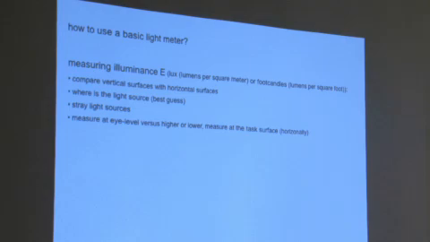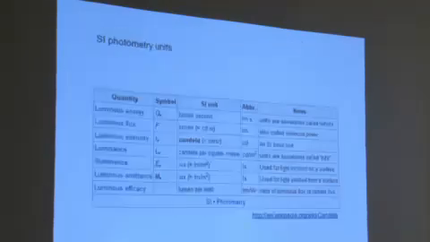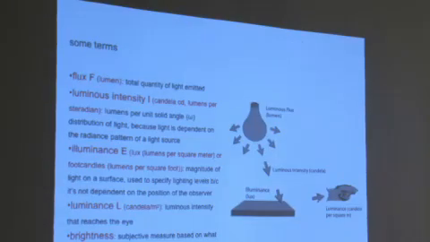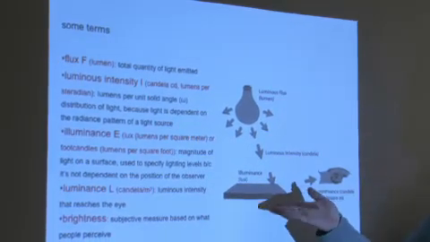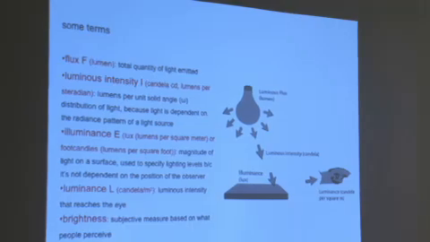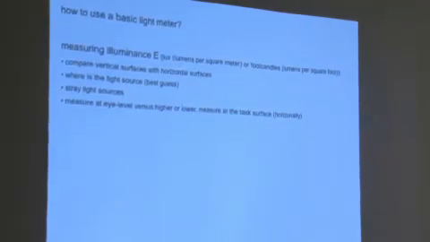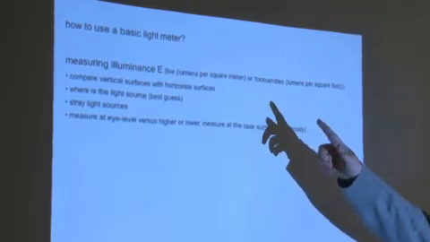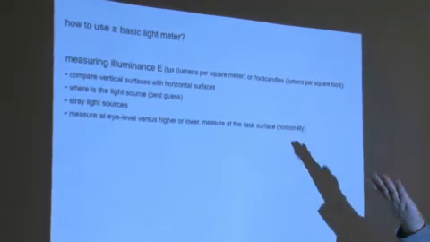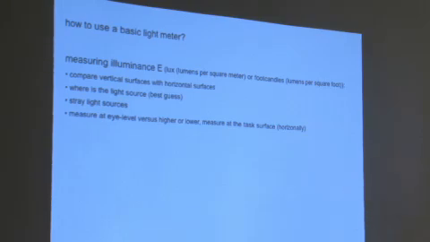When you're using a basic light meter, you're measuring illuminance, which is just measuring the light emitted onto a surface. When using a light meter, you want to compare vertical surfaces and horizontal surfaces, and look at where the light source is. It's very rare in a room or location that there's only one light source. When we all had just four candles, there were four light sources. If only one family had the candle, it would have been one light source. But normally there's a whole lot.